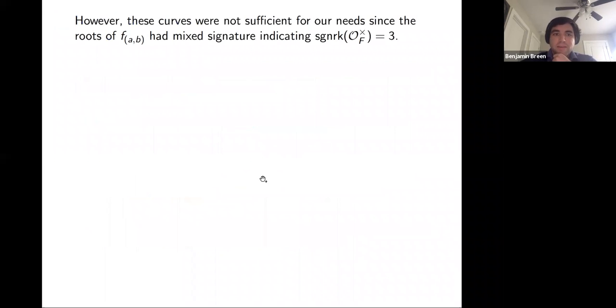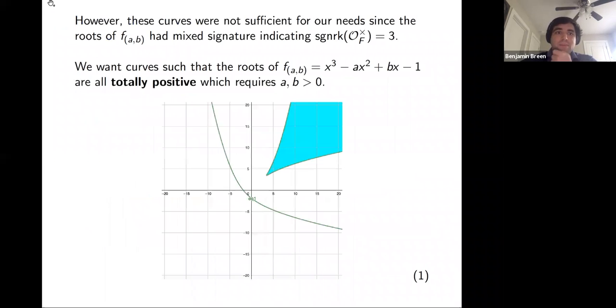When we did look at these, the problem with both of these different families of curves on the surface was that we could pretty quickly tell that the roots of the corresponding polynomial that we had originally defined, this f of ab equals x cubed minus ax squared plus bx minus 1, actually had mixed signs. So it immediately guaranteed that the unit signature rank was 3. And so the curves that existed in the literature weren't really any help to us.